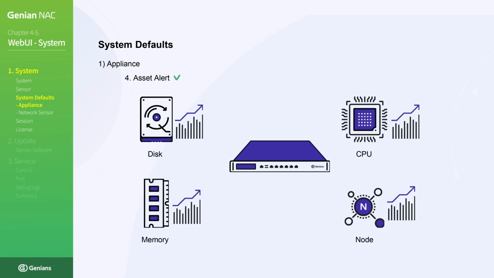The Asset Alerts section is configured to notify the administrator when the usage of disk, CPU, memory, or nodes in the NAC system exceeds a specified threshold. By setting thresholds, the system can send warning notifications to the administrator when resource usage surpasses the defined limits, enabling proactive management to prevent system malfunctions.